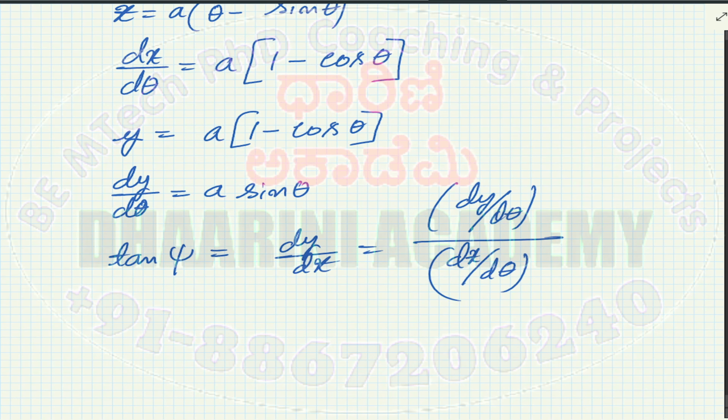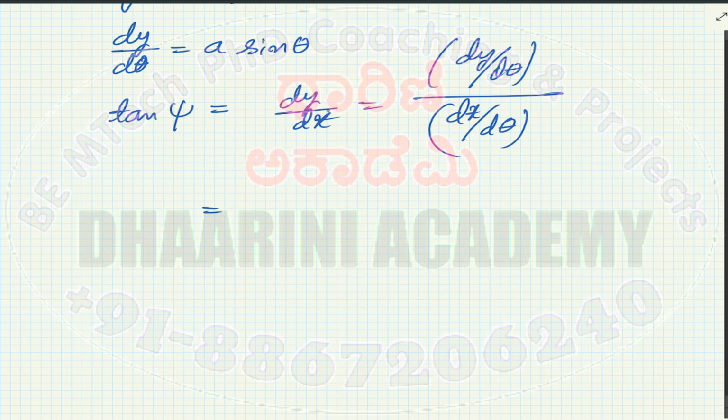So let us substitute. So tan psi is nothing but dy by d theta, that is a sine theta, whole divided by dx by d theta. If you see, this is a into 1 minus cos theta. So anyway, a and a is cancelled. Whenever I have sine theta by 1 minus cos theta, we always represent the sine and cos using the half angle formula. So sine theta is nothing but 2 sine of theta by 2 into cos of theta by 2, the half angle formula for sine function.